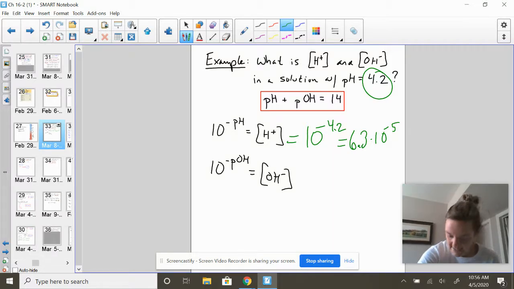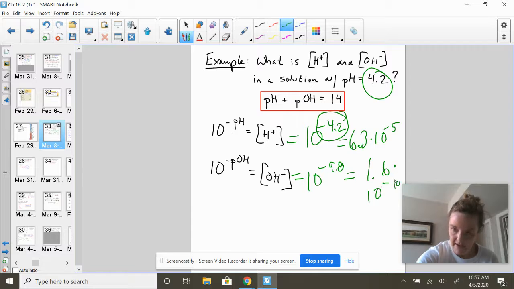If I know that, I can determine the value. If I know that the pH is 4.2, I know the pOH as well. And that's going to be 14 minus 4.2, which is 9.8. So 10 to the negative 9.8 is going to give me 1.6 times 10 to the negative 10. I apologize for my handwriting on this. I do not have a writing pad like Mr. Errett, so it's going to be a little more difficult.